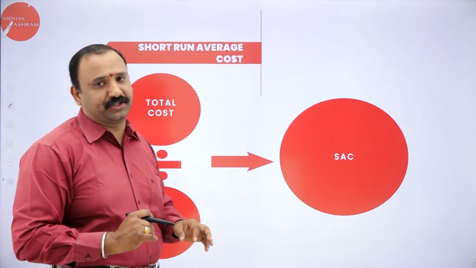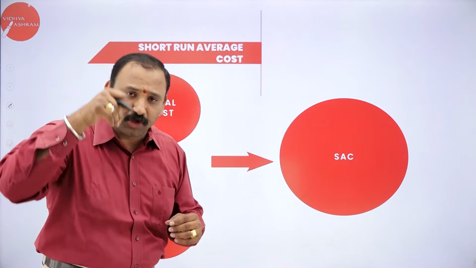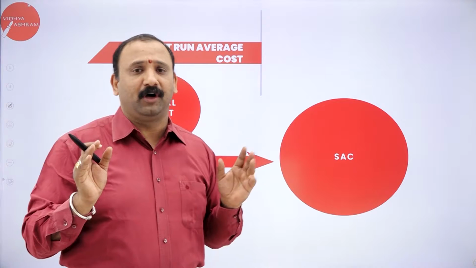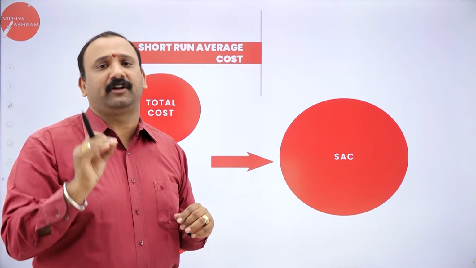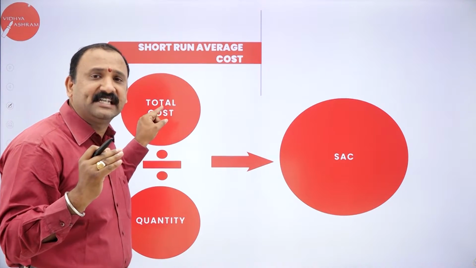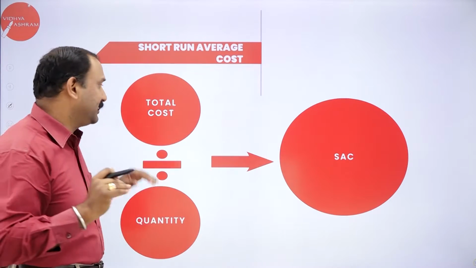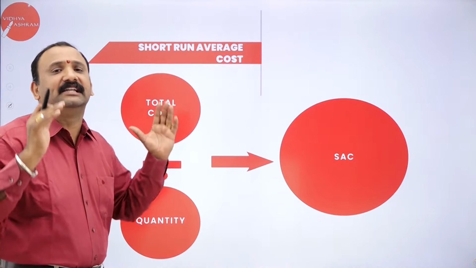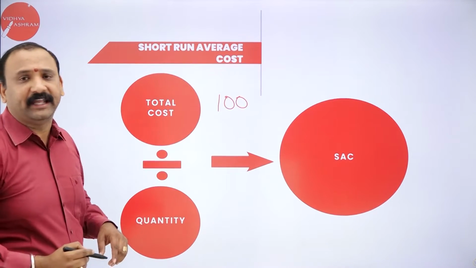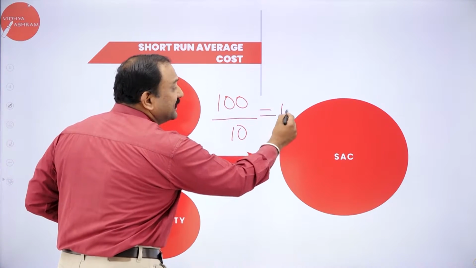Short-run average cost. Now, what is a short-run average cost? Sir, will cost even come into the picture in the short run? The answer is an absolute yes. Why? Because whether you are producing for a short-run purpose or for a long-run purpose, you will see cost as an important factor. So what is the total cost on which we are going to run? The total cost, let's say, is 100 rupees, divided by the quantity. The quantity is 10. So our short-run average cost is 10 rupees.